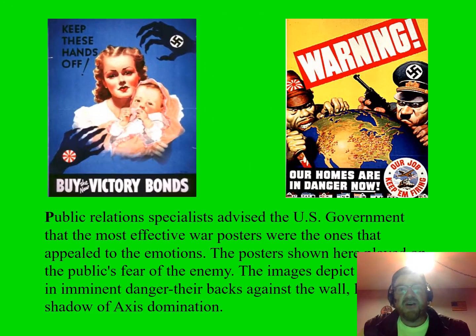Right here you have a young lady, the innocence of raising her child. Keep these hands off, almost these demonic claws with the swastika on it, and the Japanese sun there. And they're trying to get people to buy victory bonds. And a victory bond was loaning money to the American government. So this was another way the United States used propaganda to sell victory bonds.